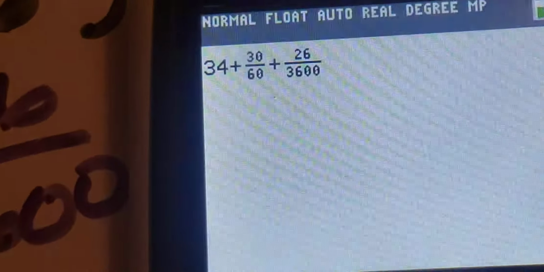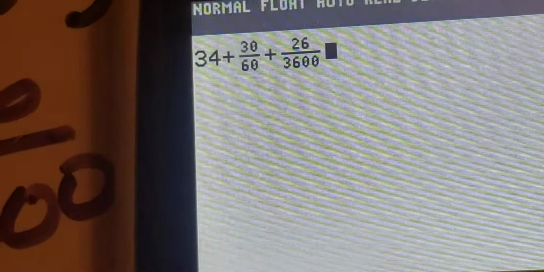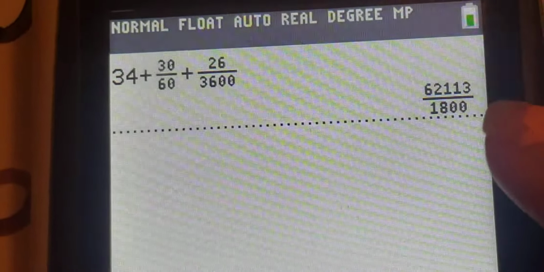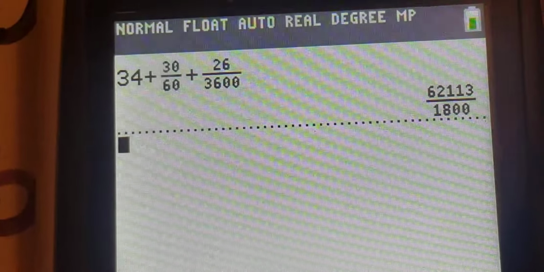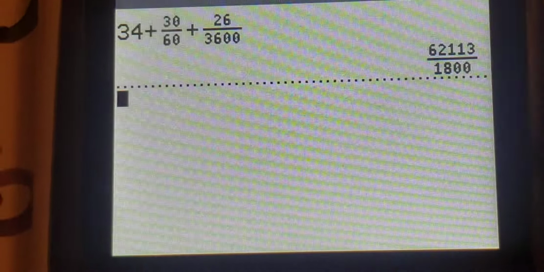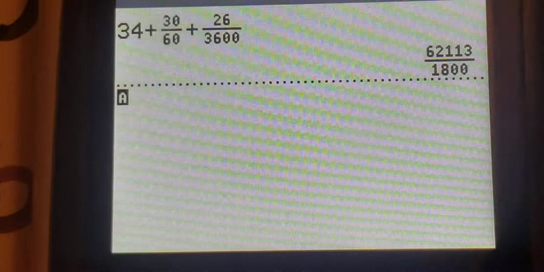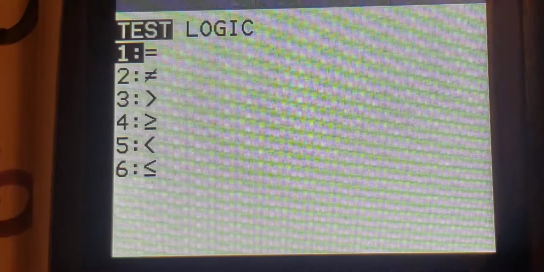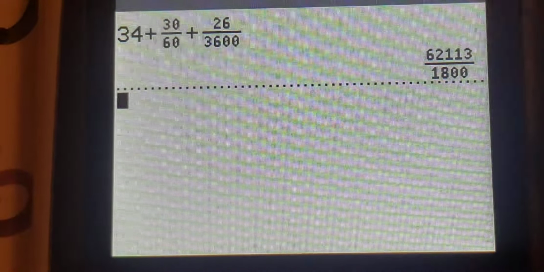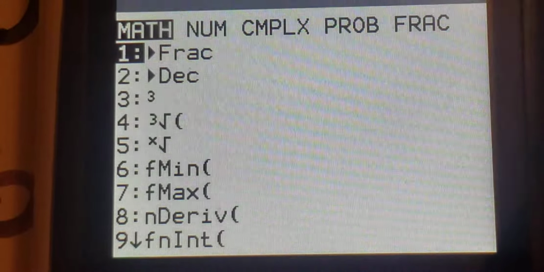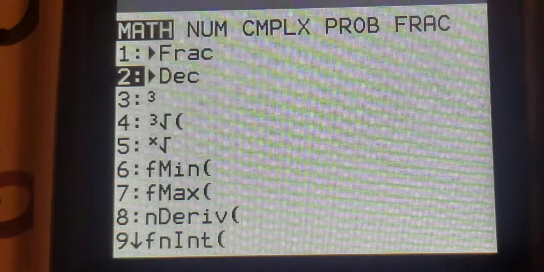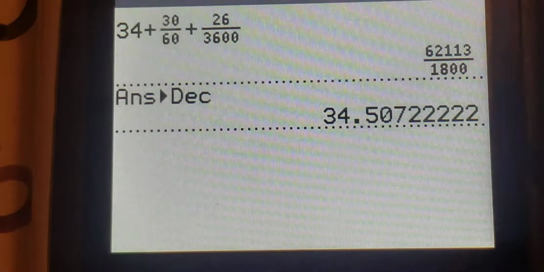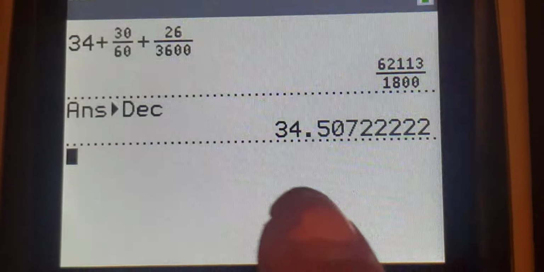And I was able to put mine in fraction form. But be careful, because when you put it in fraction form, it'll give you your answer in fraction form. If you don't want it in fraction form, all you have to do is press math, and then go to decimal. And now it takes your fraction back to a decimal.